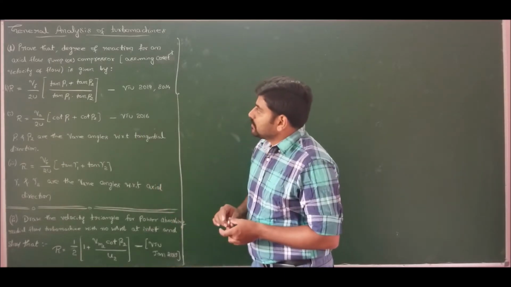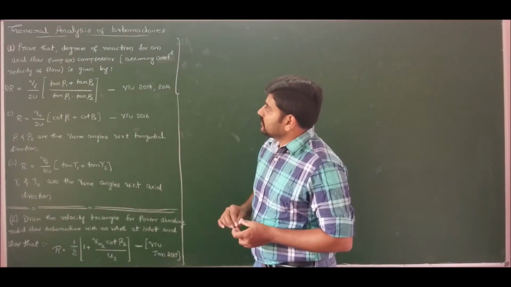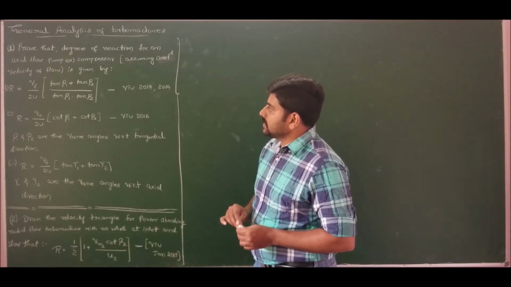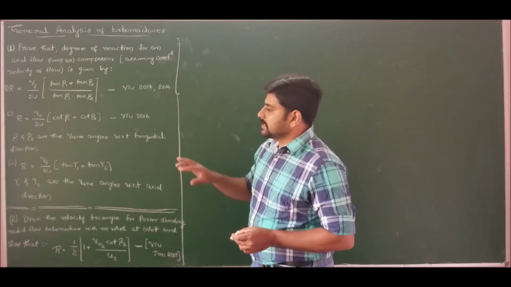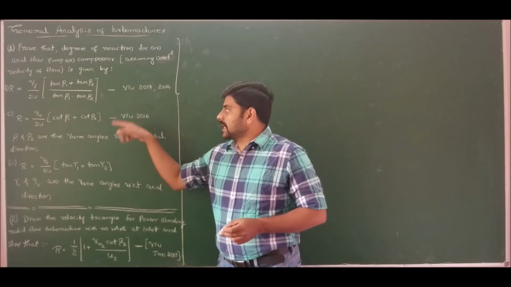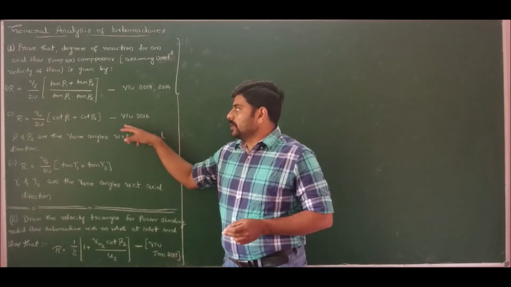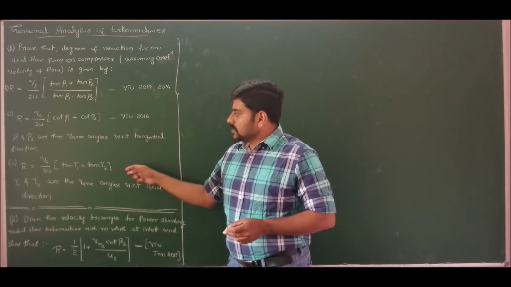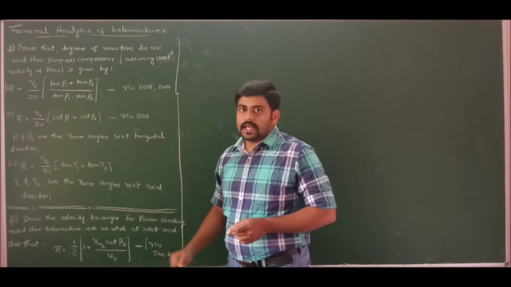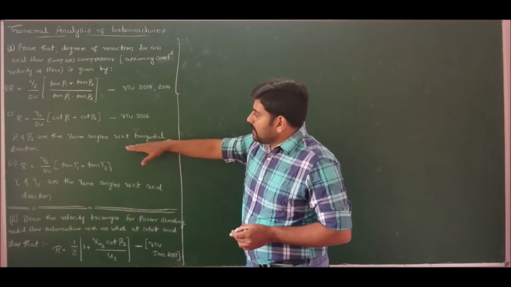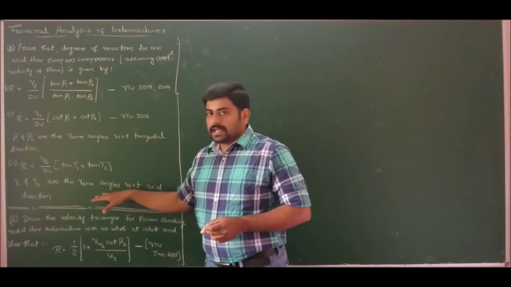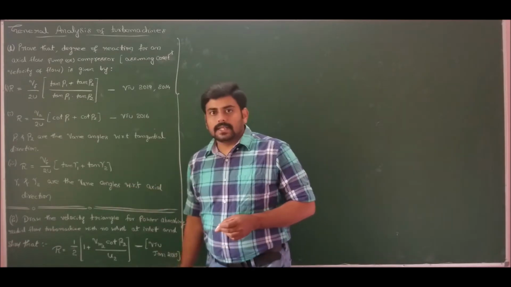Coming to the first proof of this lecture, prove that the degree of reaction for an axial flow pump or compressor, assuming constant velocity of flow, is given by R is equal to Vf by 2u (tan beta 1 plus tan beta 2) divided by (tan beta 1 into tan beta 2). That is one variety of asking this question. The second variety is R is equal to Vf by 2u (cot beta 1 plus cot beta 2). In another manner they ask R is equal to Vf by 2u (tan gamma 1 plus tan gamma 2), where beta 1 and beta 2 are the blade angles with respect to tangential direction. Gamma 1 and gamma 2 are also blade angles, but they are measured with respect to axial direction.